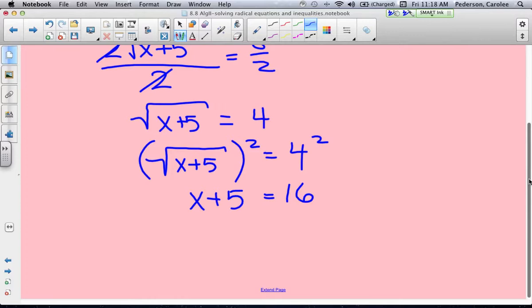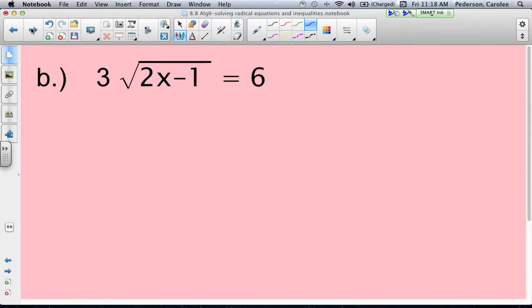The last thing we undo is that plus 5. To undo the plus 5, we would subtract 5. So 16 minus 5 gives us 11. You could substitute 11 back into the original equation to verify your answer. Next example.